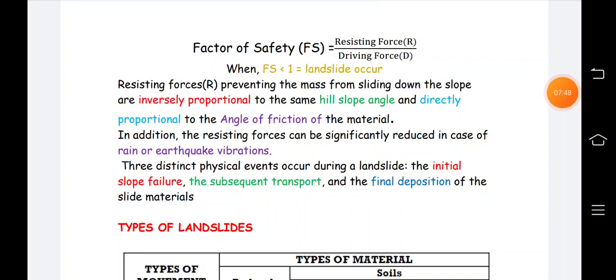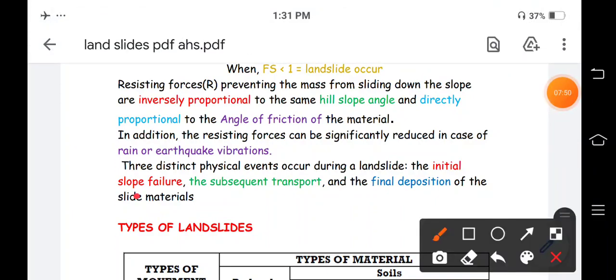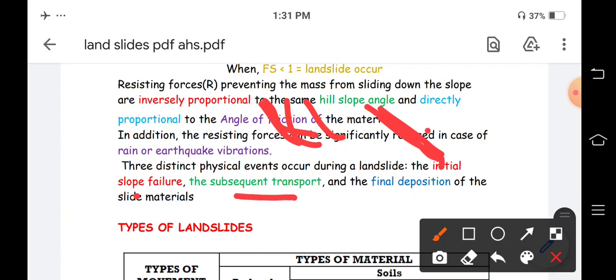The first phase is the initial slope failure, which means some soil will try to fall under the action of gravity onto the downward slope. Second is subsequent transport, which means transportation of this material, or rocks, from a higher point to a lower point. And last is final deposition, which means it gets deposited, for example, in a landslide that occurs along a Ghat area. Okay, so there are three phases.